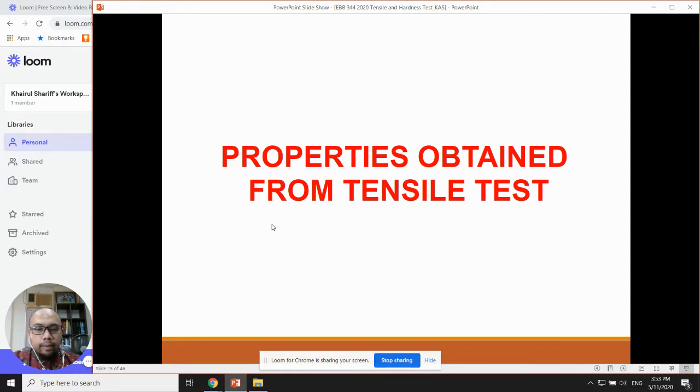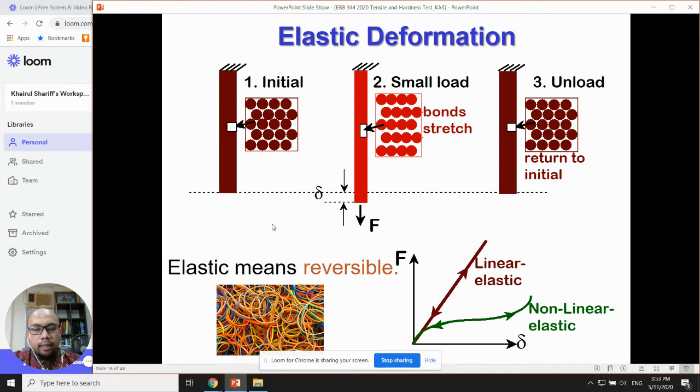Okay, for this second part, I will explain about the properties obtained from the tensile test. In my first part of the videos, I already explained the stress strain curve: you have the elastic region, the plastic region, and then the fracture region. You can say as well the elastic stage, the plastic stage, and the fracture stage.